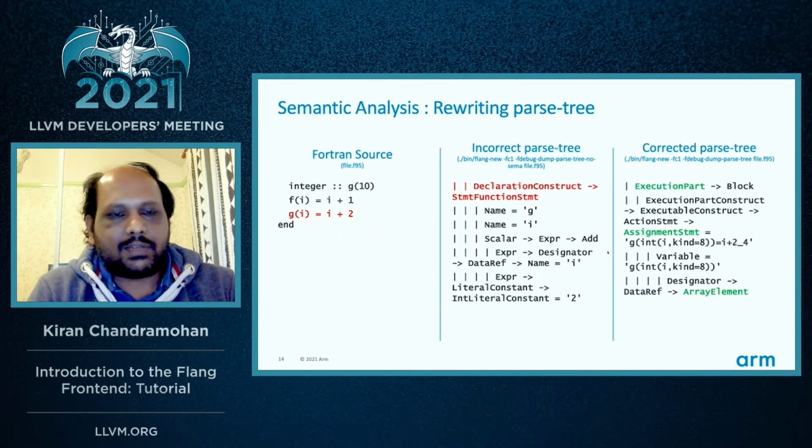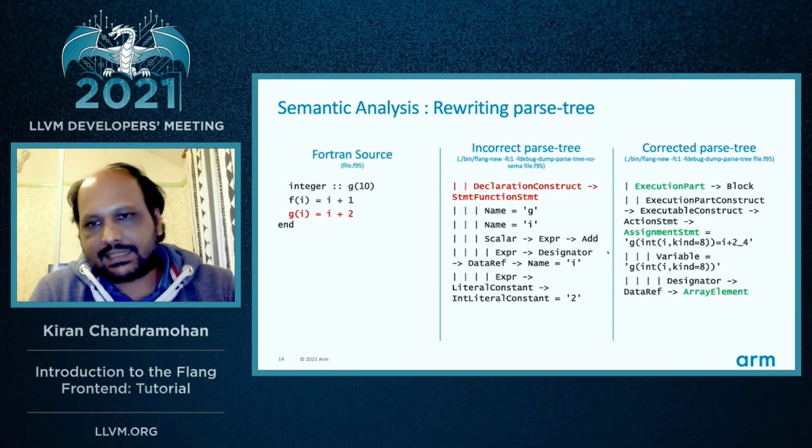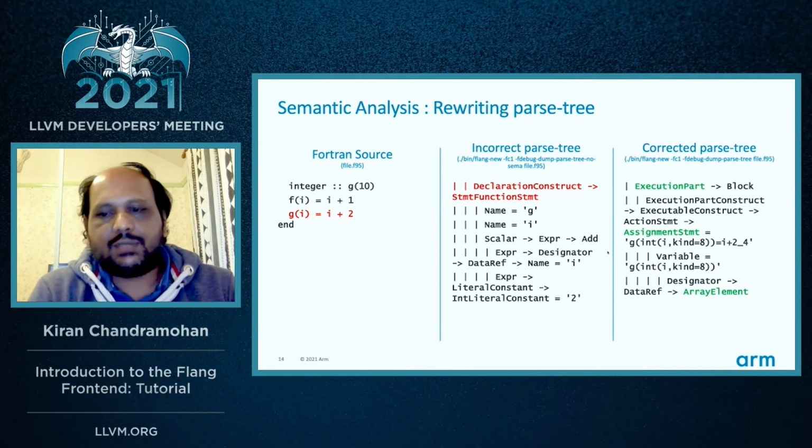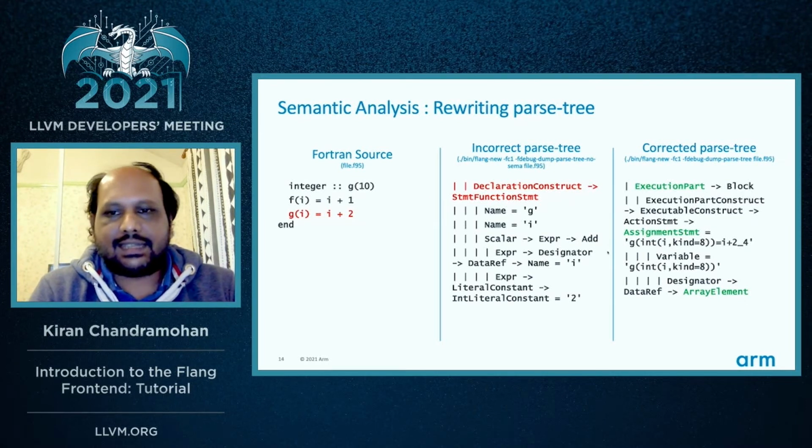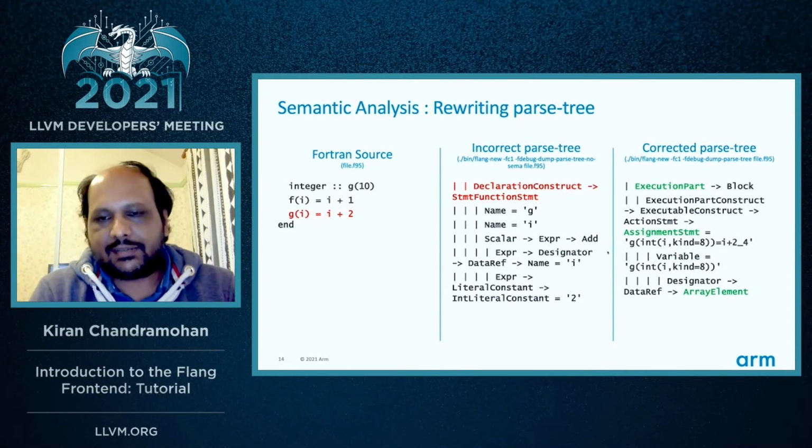But once we reach the semantic stage and we know that G is not a function, but G is an array, then in the semantic checks we can correct this parse tree to what is shown on the right hand side. So there you have the execution part, and you see that it has been modified to an assignment statement, which is all shown in green.